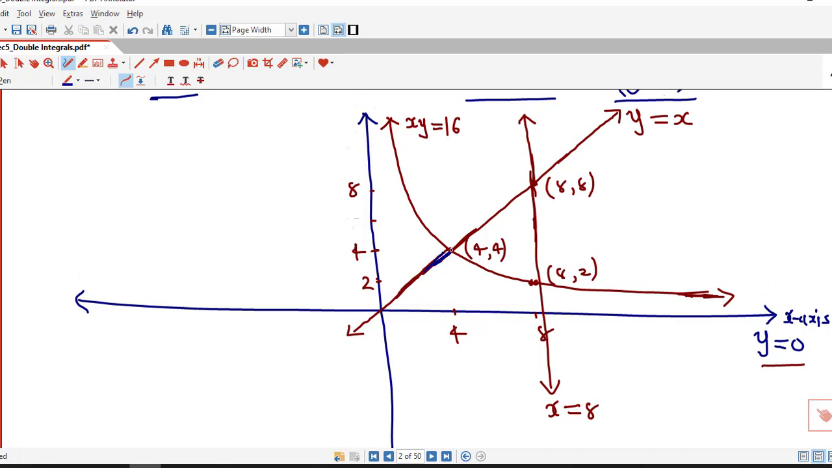So this is the boundary of the line y equal to x. This is the boundary of rectangular hyperbola. This is the boundary of line x equal to 8 and this is the boundary of line y equal to 0. So our region is the region in the first quadrant bounded by xy equal to 16 and these three lines y equal to x, x equal to 8 and y equal to 0. So this is the region of integration on which we are asked to find the value of the given double integral.